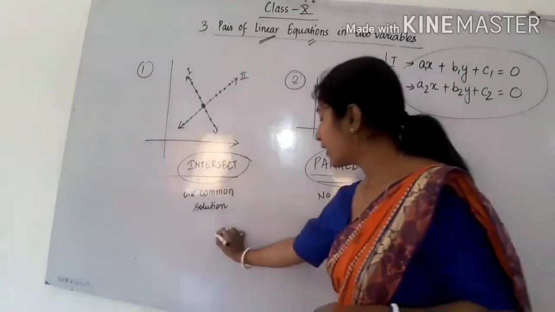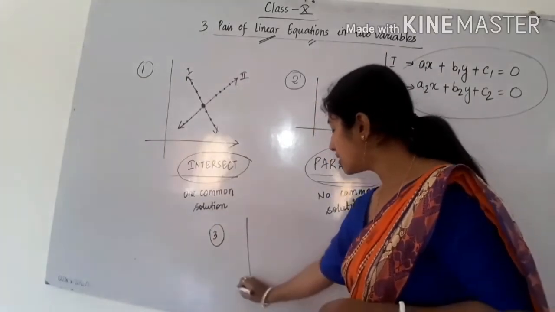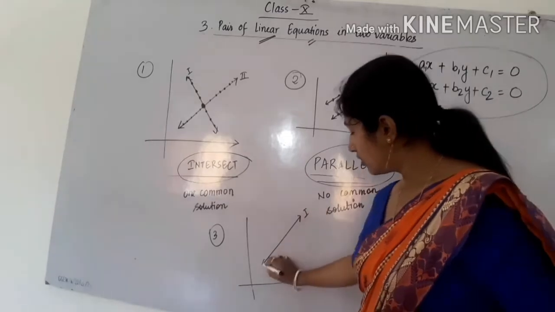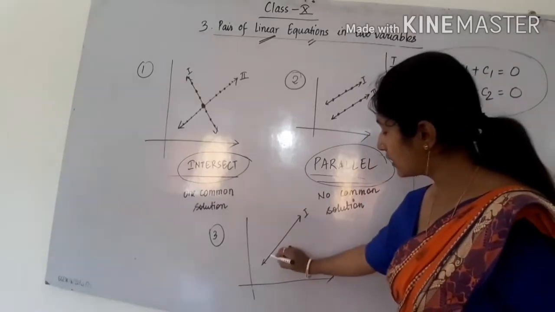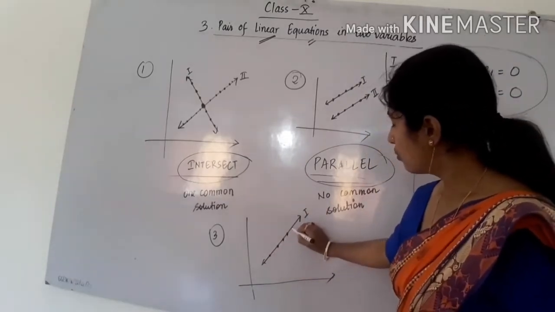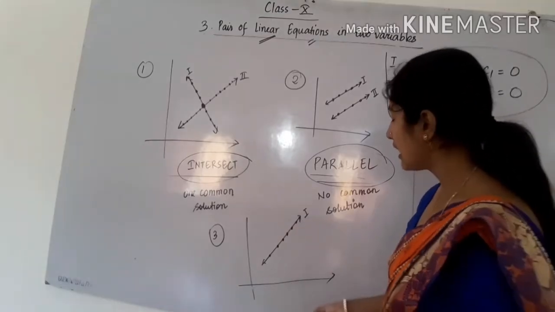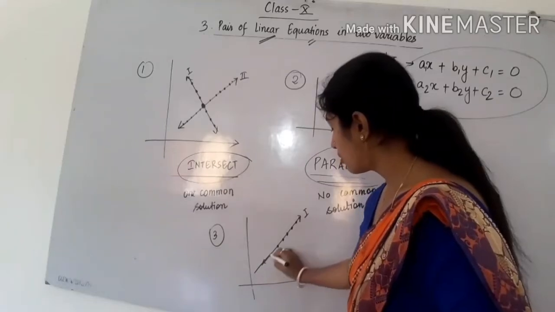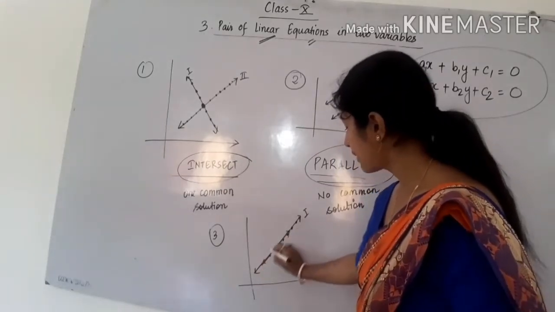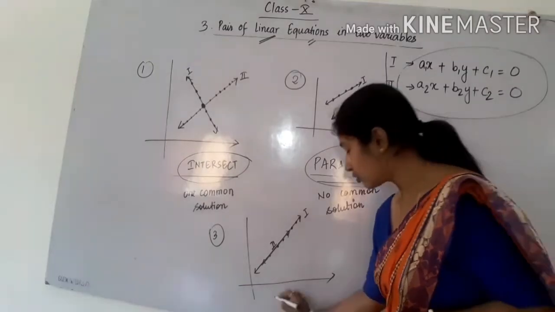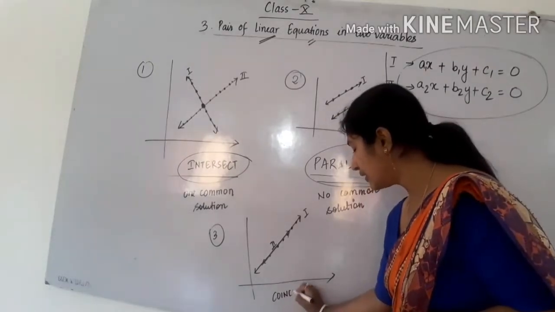What will be the third condition? In the third condition, suppose one line is like this, and it passes through many points. Similarly, line 2 also is like this. So this condition is called coincident lines. So the lines may be coincident.